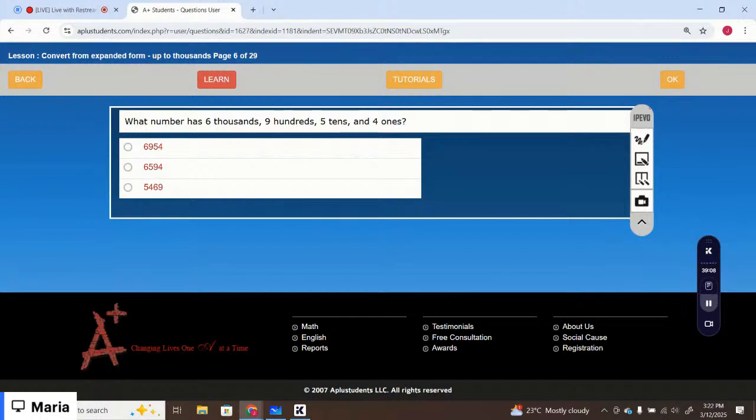That is 6,954. Option number one it is, because we have six thousands, nine hundreds, five tens, and four ones. So together they make 6,954.